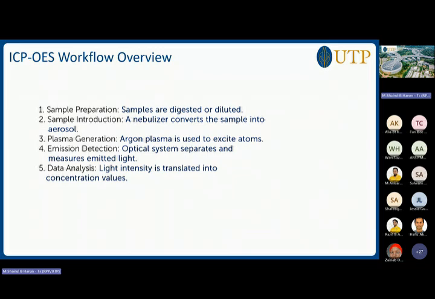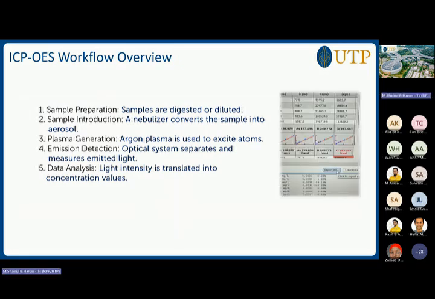and measures emitted light. Number 5 is the data analysis, which is the stage where we produce the final report. Light intensity is translated into concentration values. Then from the reading, we translate it to a report. Something like this. During the results, you can see on the right side.